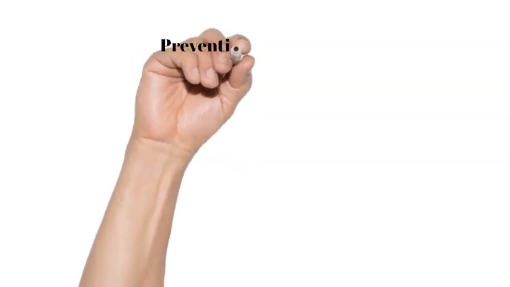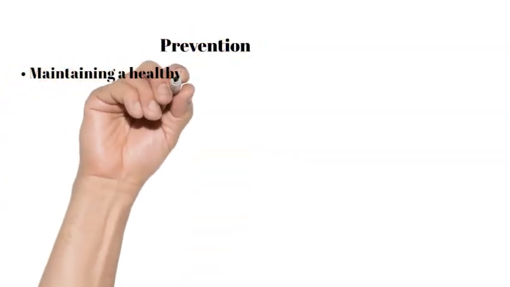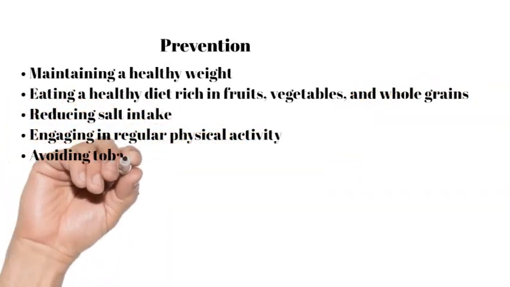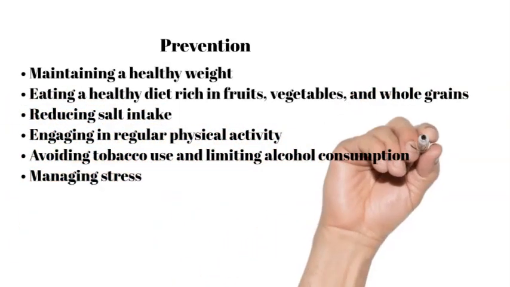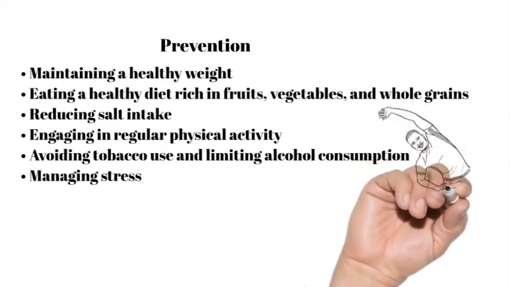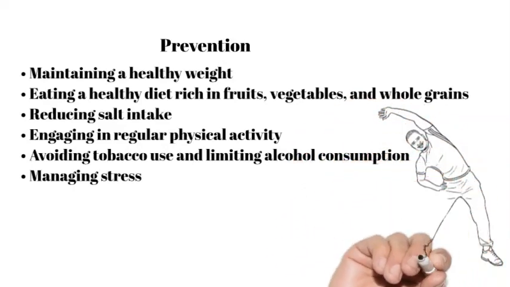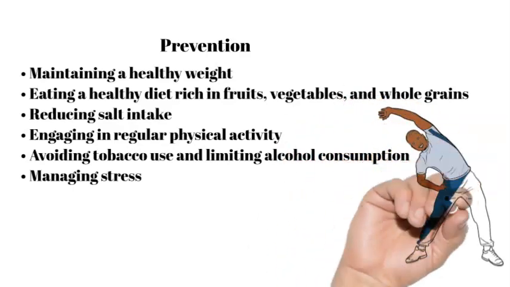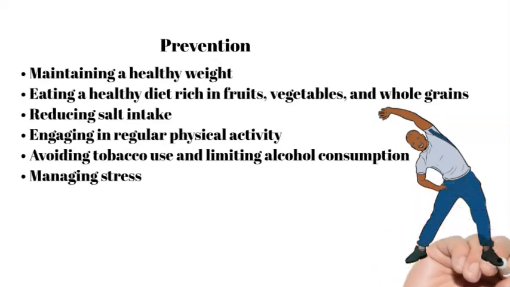There are several ways to prevent hypertension, including maintaining a healthy weight, eating a healthy diet rich in fruits, vegetables, and whole grains, reducing salt intake, engaging in regular physical activity, avoiding tobacco use and limiting alcohol consumption, managing stress, and treating underlying medical conditions that may contribute to hypertension.